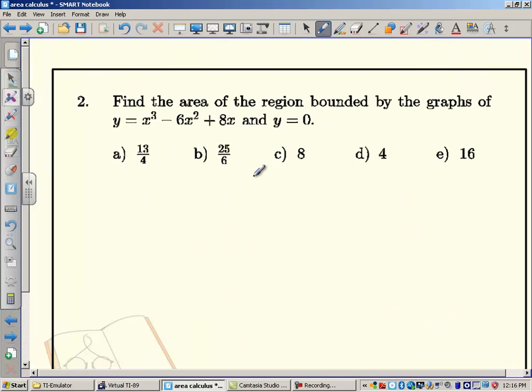Let's do another one. The area of the region bounded by the graphs of y equals and y equals 0, and now we actually have to find it.